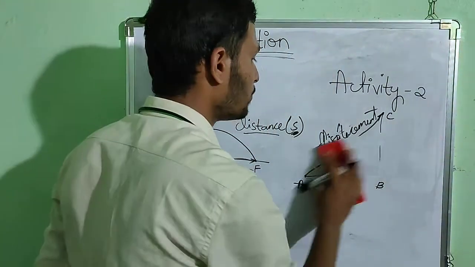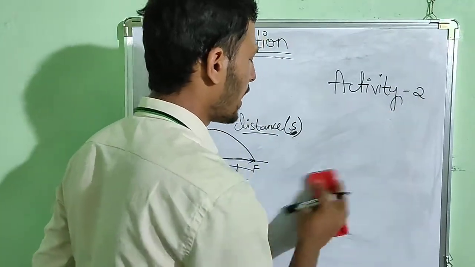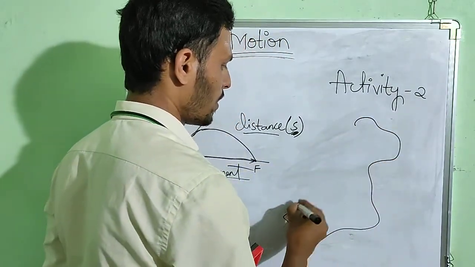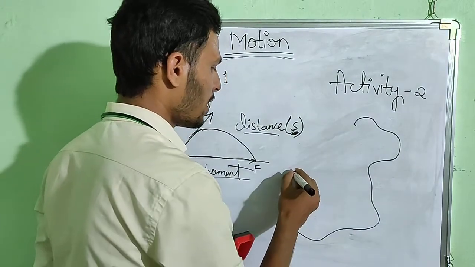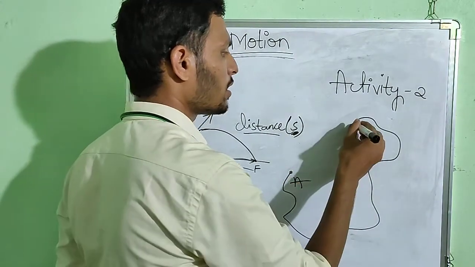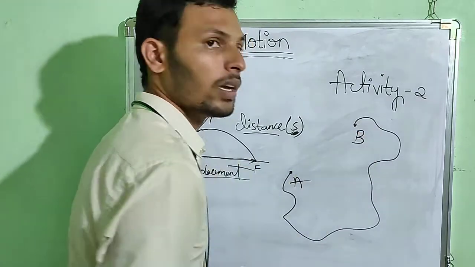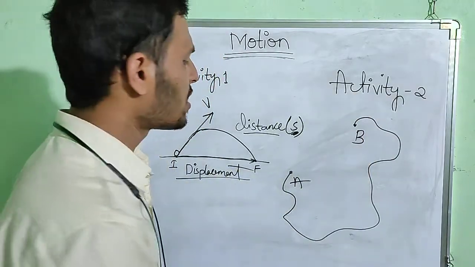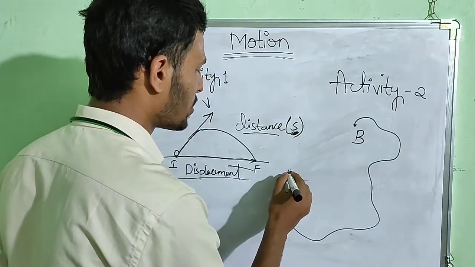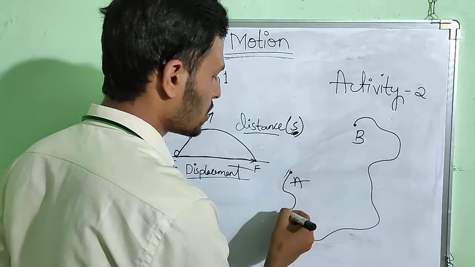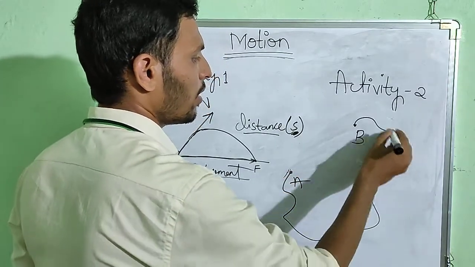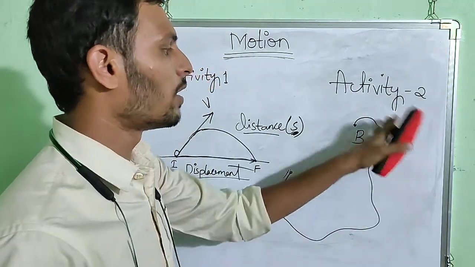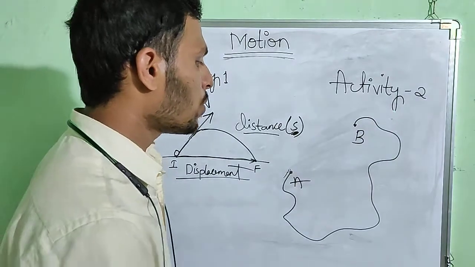Now similarly, I'll consider one more diagram. Let us consider a path like this. This is my initial point A and this is my final point B. This is the complete one distance. Let us assume a car is moving in this direction. This is the distance covered by the car.